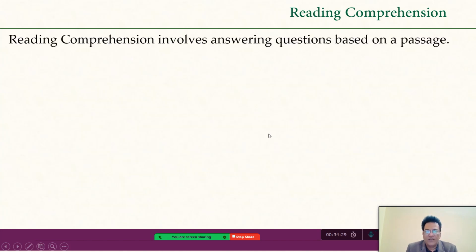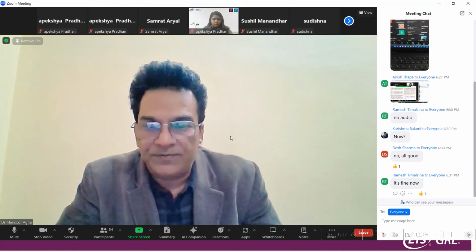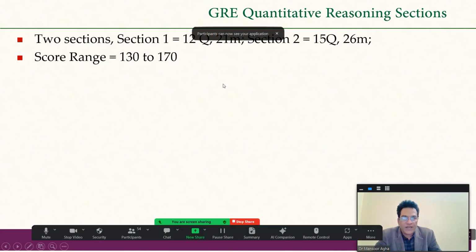I'll move on ahead and start with the quantitative reasoning section. The GRE quantitative reasoning part has two sections, 1 and 2. Section 1 has a total of 12 questions and you're given 21 minutes to do them. Section 2 has 15 questions and you get a total time of 26 minutes. The score ranges between 130 to 170.